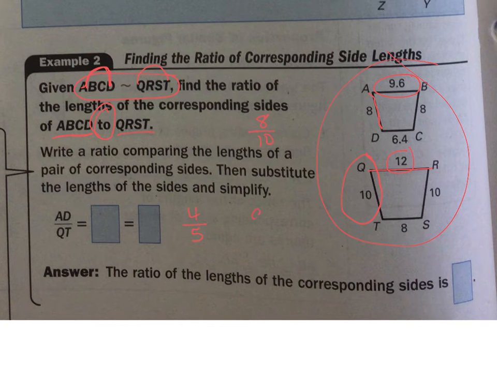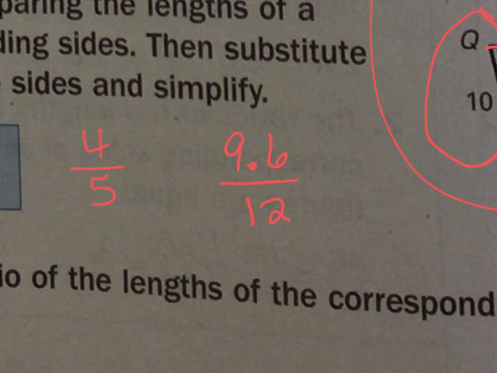If I pick AB, it's 9.6 over, what's AB's corresponding segment? QR. How much is QR? 12. Can you have a decimal and a fraction? No, you cannot. You can't simplify that way. Okay? If I move this decimal point one to the right, what do I have to do in the denominator? Add a 0. So it's really 96 over 120. Go ahead and reduce that for me.